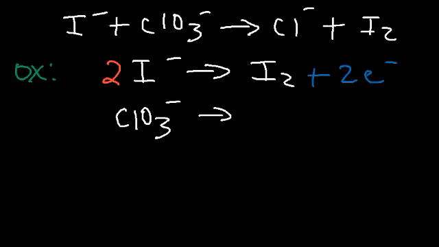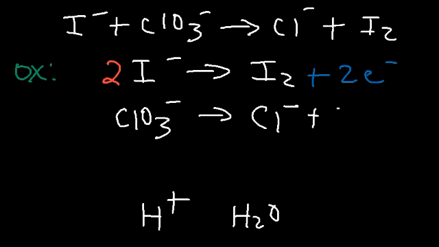So chlorate is going to be reduced to chloride. Under acidic conditions, we are allowed to add H plus and H2O to balance the reaction. We have 3 oxygen atoms on the left, so we're going to add 3 water molecules on the right to balance the number of oxygen atoms.